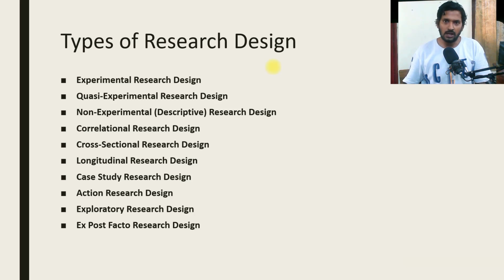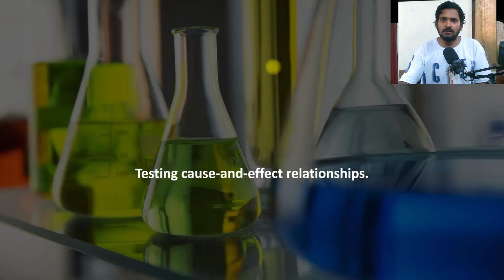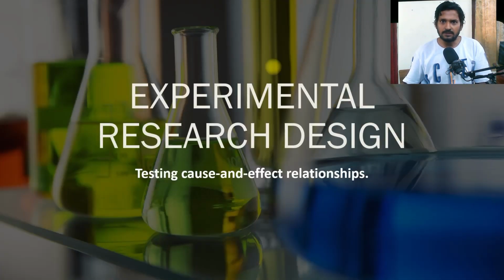First up, we have experimental design. This one's like being a scientist in a lab, mixing things up to see what happens. Imagine you are testing a new medicine. You give it to one group and a placebo to another. If it helps, it establishes the medicine causes changes. So you'll be testing if the medicine causes any changes.